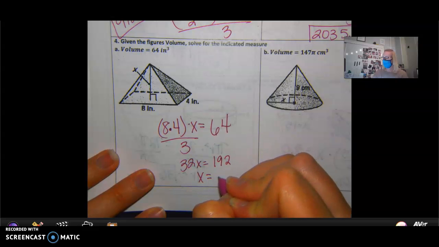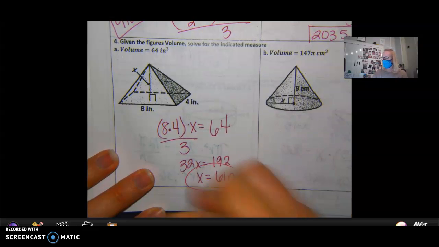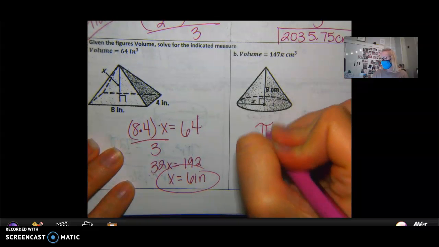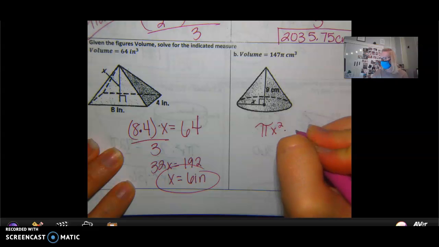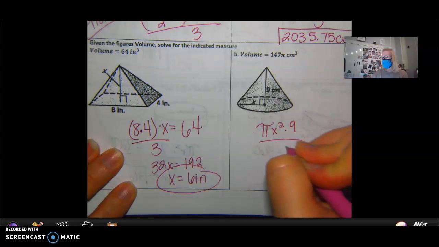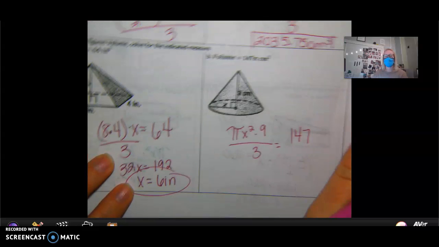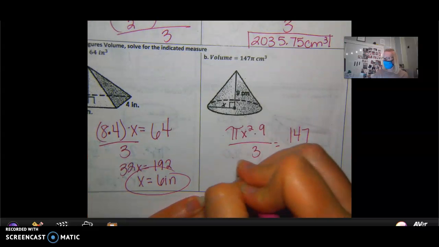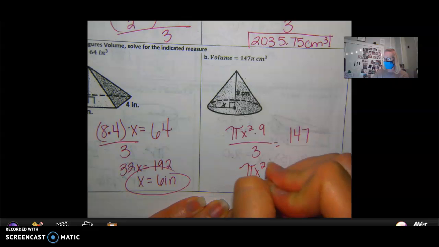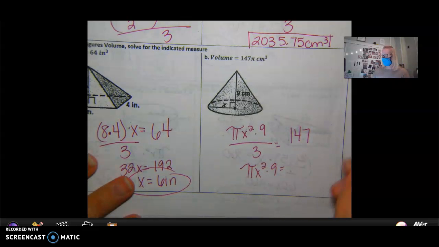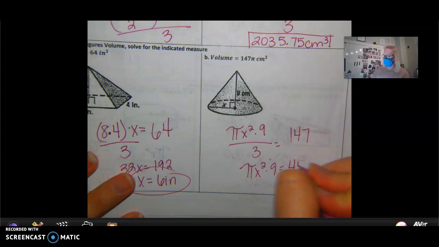6? 6 inches. Awesome. Here, pi r squared. So pi x squared times height, all that divided by 3, equals 147. So I'm going to multiply both sides by 3 first. So I get pi x squared times 9 equals, what's 147 times 3, someone? Awesome. Thank you.